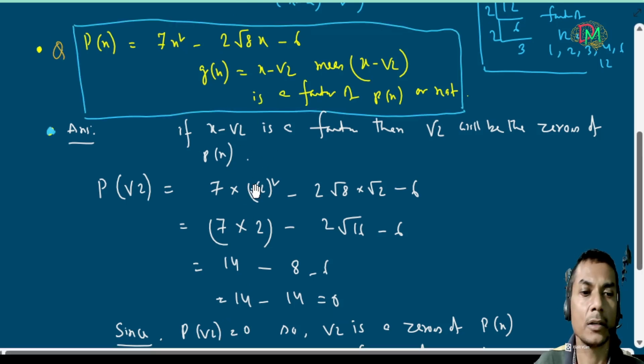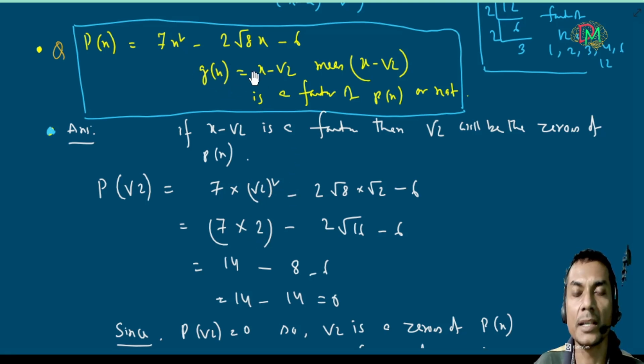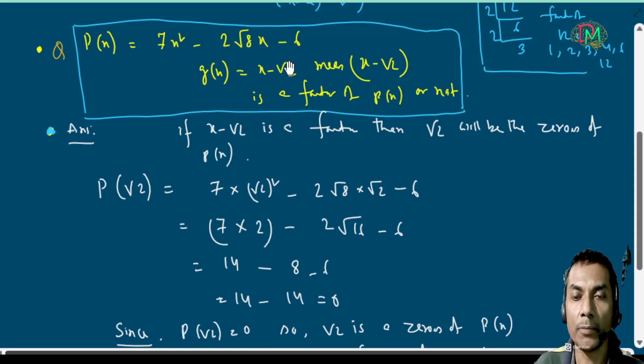With this method you can easily find out whether g(x) is a factor. Here g(x) is actually the divisor, and whether this divisor is a factor of the given polynomial or not, you can find out by putting this value into the variable. When it is 0, then you can say that 0 means it is completely divisible. This x minus root 2 is completely divisible.